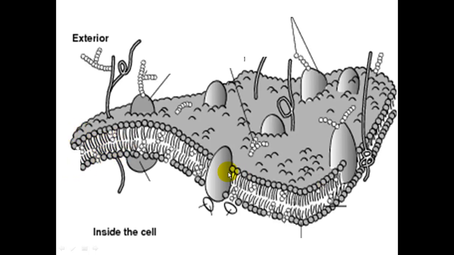Within the phospholipid bilayer, there are proteins. Some of them extend all the way through. Some of them extend only part way through. And this is the cell membrane. Here's the outside of the cell, and here's the inside of the cell. Now, things can go through this membrane. The cell membrane is responsible for allowing things in and out of the cell.